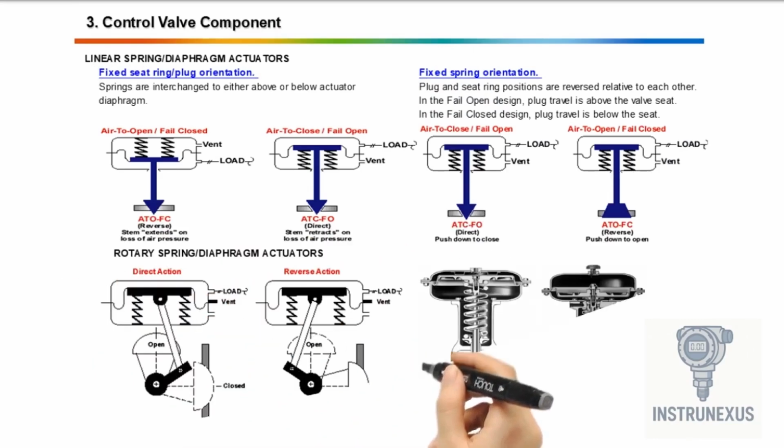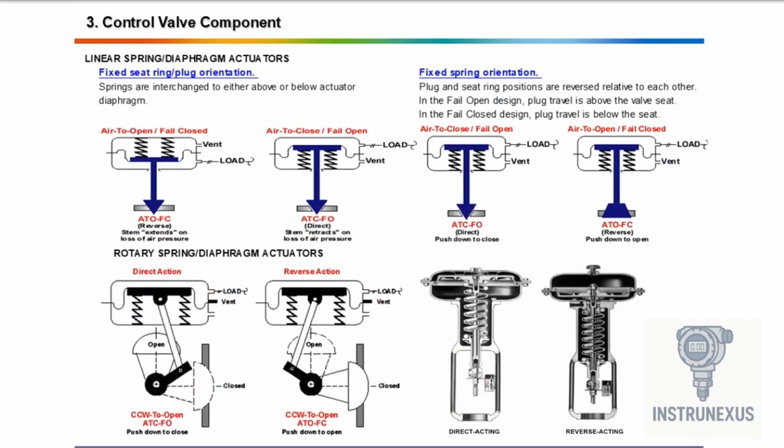Now let's talk about one of the most important parts of a control valve, the actuator. The actuator is the muscle that moves the valve based on the signal it receives. Here, we're looking specifically at spring and diaphragm actuators, which are very commonly used. There are two main actuator movements, linear and rotary, and each can be configured for different fail-safe actions.